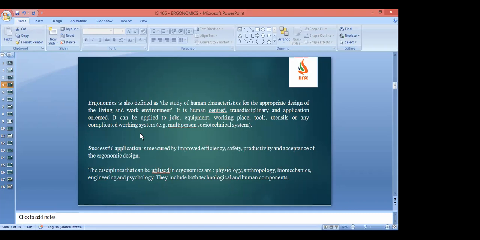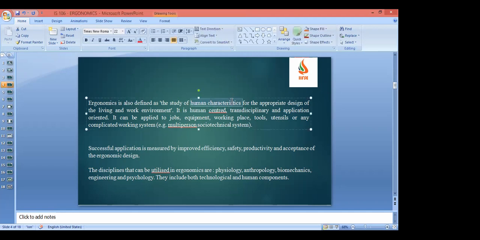Now we'll see ergonomics is also defined as a study of human characteristics for the appropriate design of living and also work environment. It is human-centered, transdisciplinary and also application-oriented. It can be applied to jobs, equipment, workplace, tools, utensils, or any other complicated workstations, which are multi-person and socio-technical systems. So it can be applicable to any area.